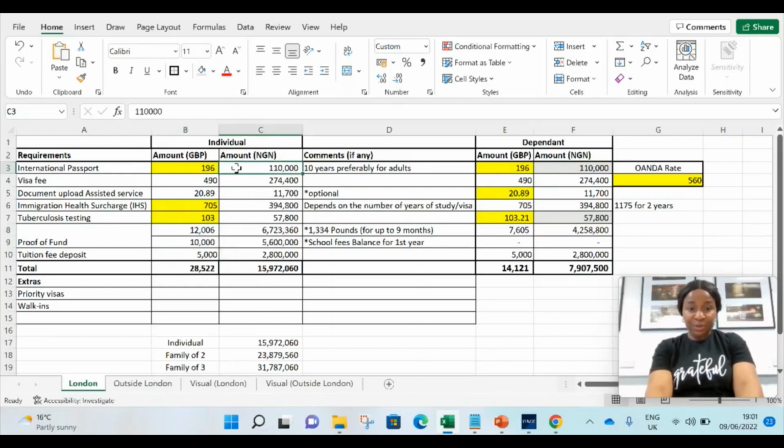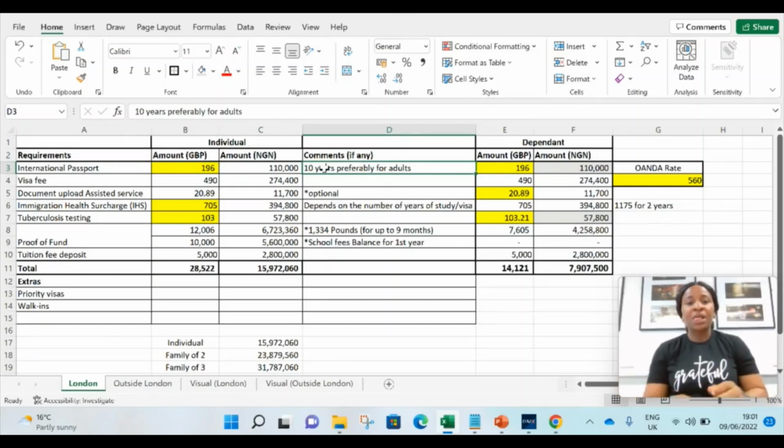Some people don't have passports. If you have a passport that is valid, good. If you have a passport that will soon expire, please create a new one. And I'll advise you do 10 years. That's what I did, because I don't want to come to the UK and start running helter-skelter looking for where to renew my international passport. I also did something else here. So if you have this one, you remove it. So this is to give a holistic value.